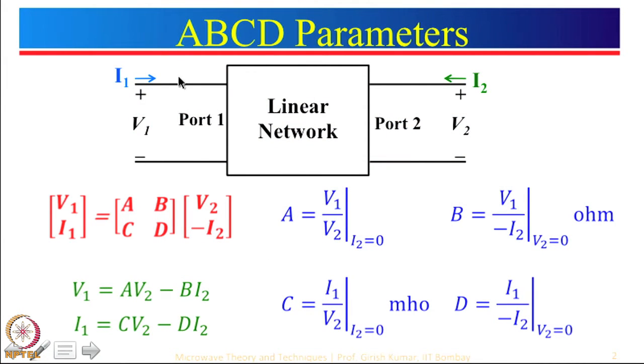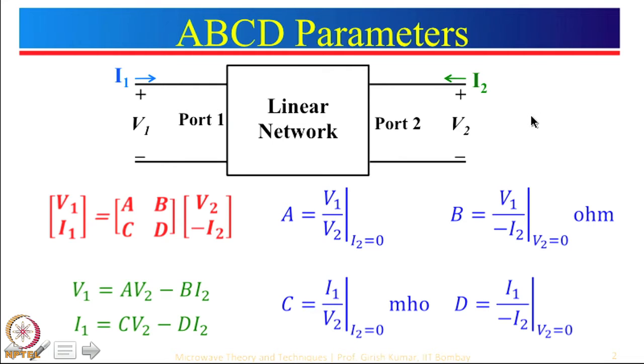Here we have a two port network, port 1 and port 2, and this is a linear network. Let us say that the input voltage at port 1 is V1 and at port 2 the voltage is V2. Current is coming into port 1 and current is also coming into port 2. In fact, this is a general definition.